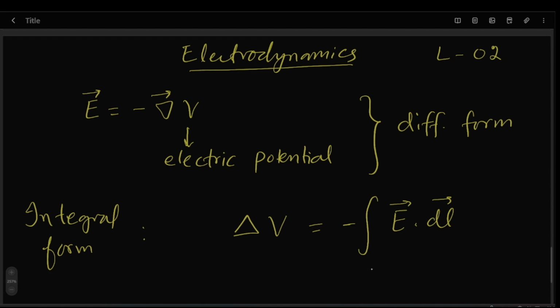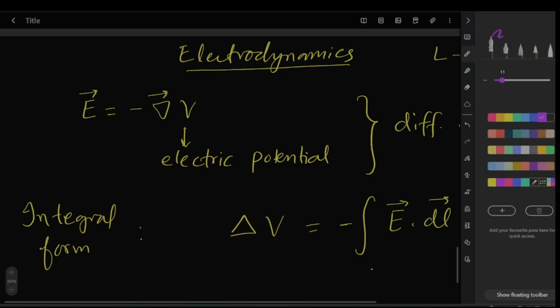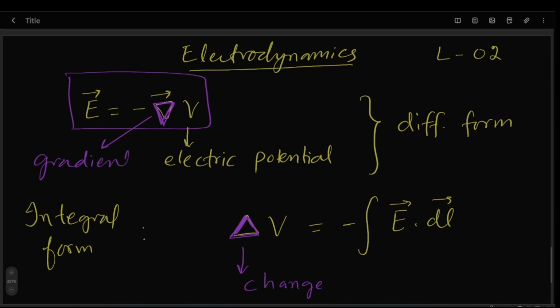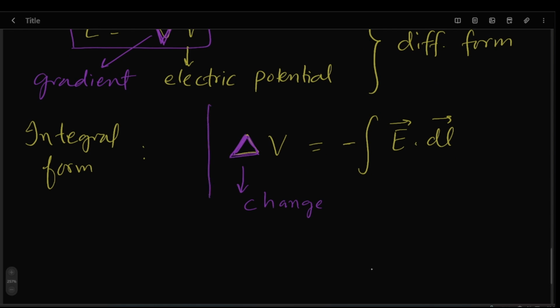Keep one thing in mind: here we have this upright triangle, which always denotes change. Mostly it denotes change, but in this equation we have the upside down triangle, which is the symbol of gradient. So never get confused. This was our definition, and we can also say this was the definition of our potential.